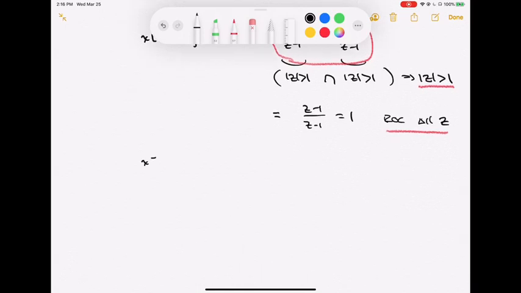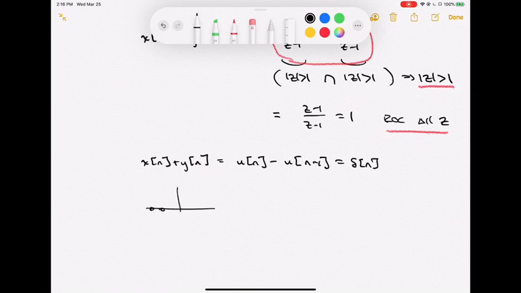If I wanted to go just a tiny bit more on this particular example, something else I might notice here is that x of n plus y of n, if I just did the time domain expressions, that's u of n minus u of n minus 1, which happens to just be a delta function, delta n. So if we take a look at that signal, it's 0 everywhere, right? It's just a 1 at 0 and 0 following that. We'd already looked at the transform of that guy. The z transform of delta n was equal to 1 for all z.